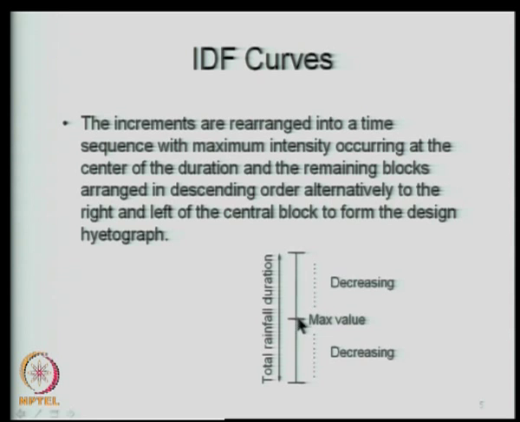Let us say this is the total rainfall duration, and we first fix the maximum value at the center. Then on either side we pick up the values from the precipitation depths, and put one value here, next value here, and so on. Like this it keeps on decreasing in this direction, and also keeps on decreasing in this direction. So, let us say this was a 1 hour duration: 10 minutes, 20 minutes, 30 minutes, then 40 minutes, 50 minutes, 60 minutes. We put the maximum value of the precipitation at the 30 minutes and then keep decreasing in this direction and in this direction. That is how we obtain the precipitation hydrograph, the design hydrograph.